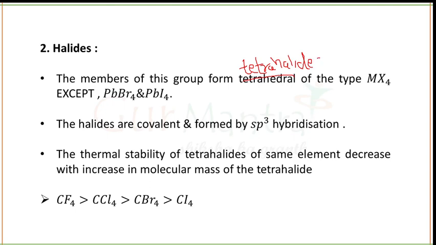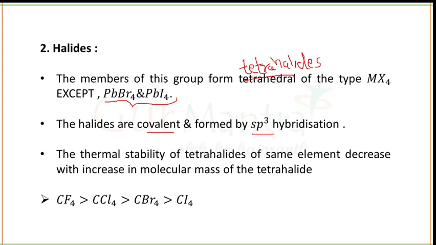Okay. So group 14 members form tetrahalides of MX4 type except PbBr4 and PbI4. These two compounds are not found. The halides are covalent and form sp3 hybridization. These MX4 type halides are covalent and the hybridization is sp3.